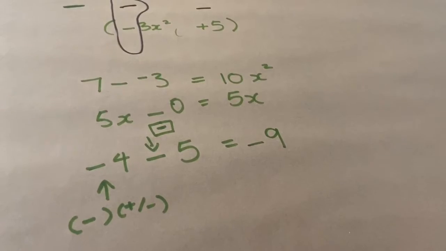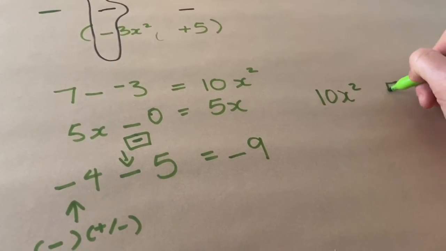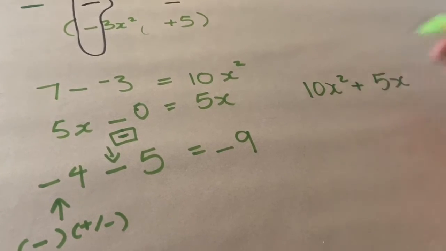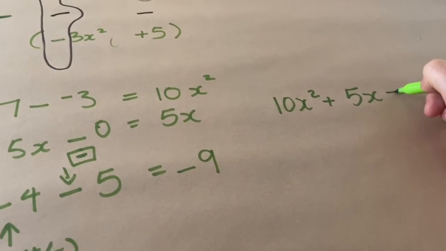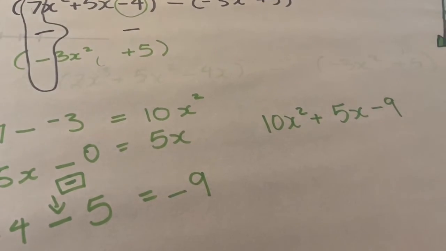Now the only thing you need to remember is you need to put it together at the end. So I have 10x squared, 5x, and since that's a plus 5, I put a plus 5 there, and then minus 9. So that's the first one. Let's try the next one together.